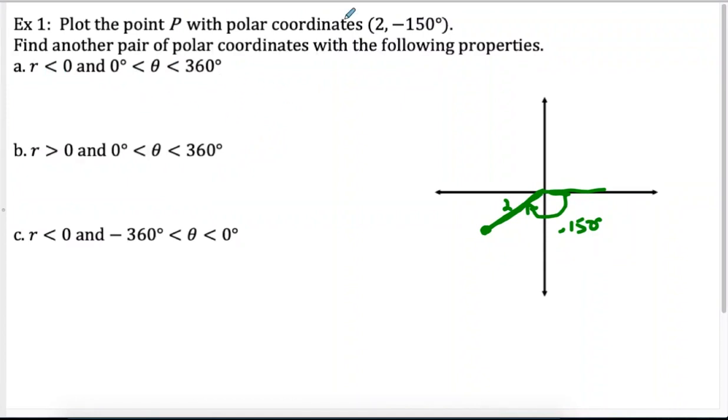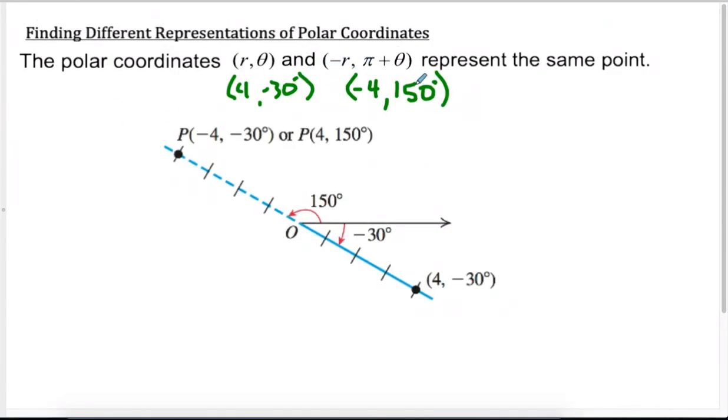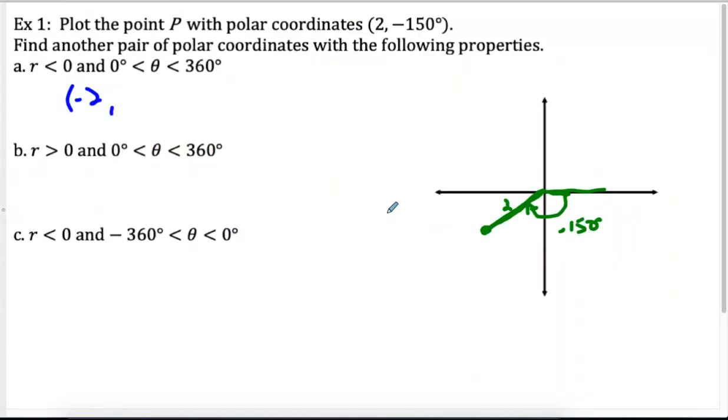Okay, so if we think about this, if I want to have a negative r, I know that my r value is going to be -2. Right? And if we think about what we just said, if I take the opposite of r and just add 180 to the angle, so if I add 180 to this, I would be at 30. So the point (-2, 30°) is actually the same as (2, -150°).